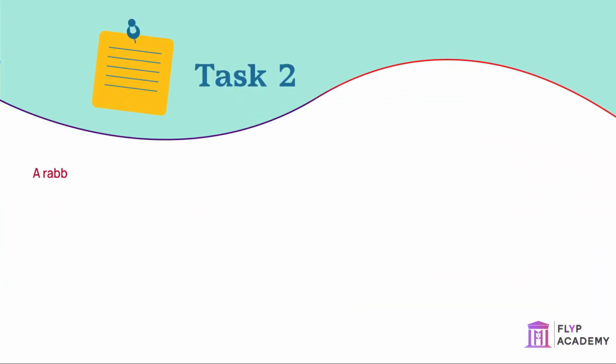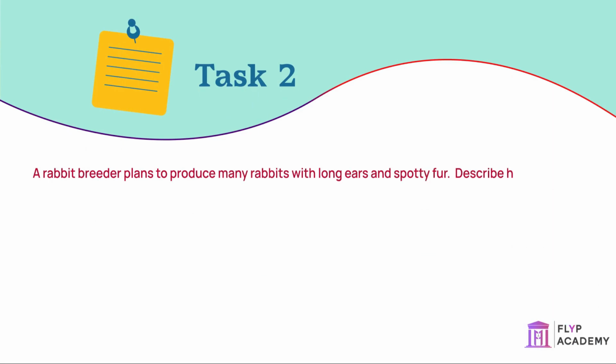Task: a rabbit breeder plans to produce many rabbits with long ears and spotty fur. Describe how the rabbit breeder could do this. The rabbit breeder should choose 2 rabbits from a mixed population of rabbits that have these characteristics. These rabbits should be bred together.